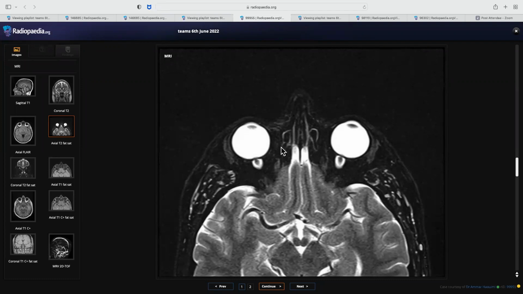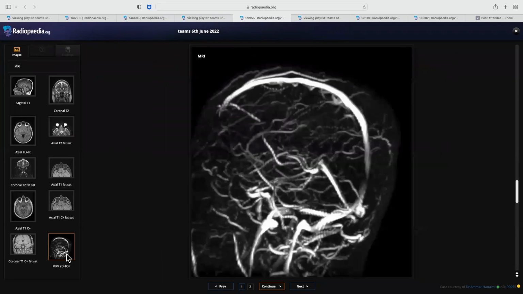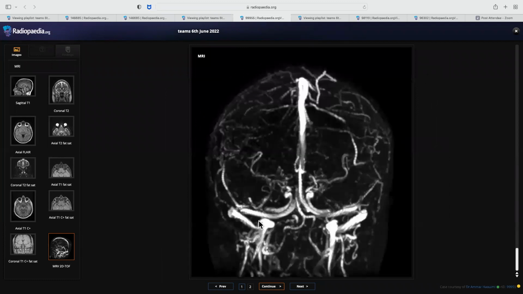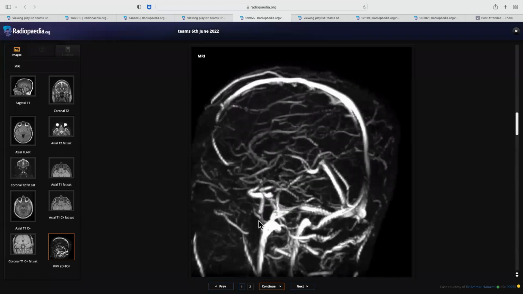Do we have a lateral venogram? We have done a venogram here. Okay, this one.